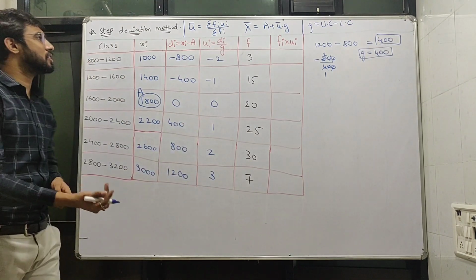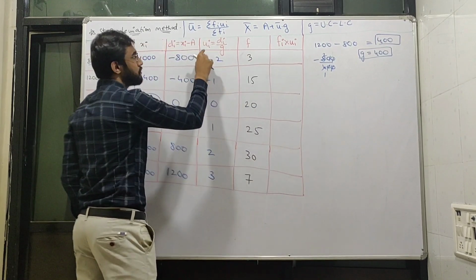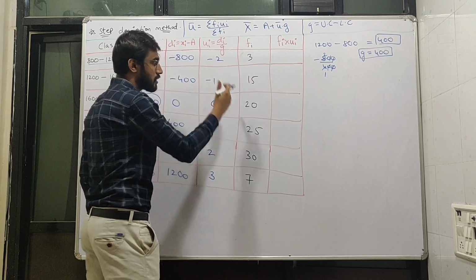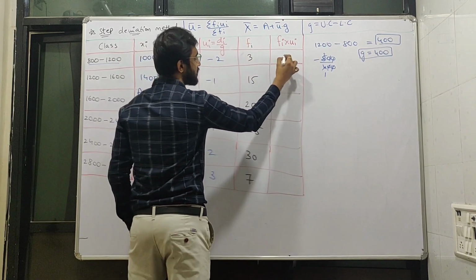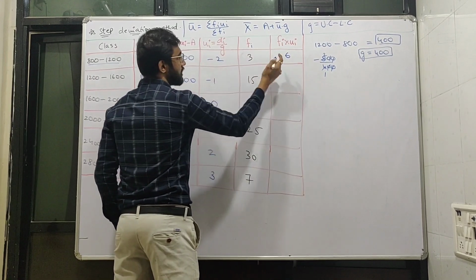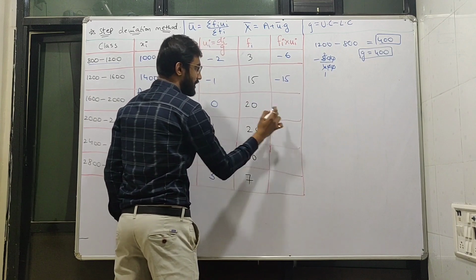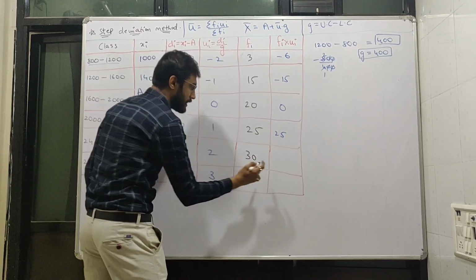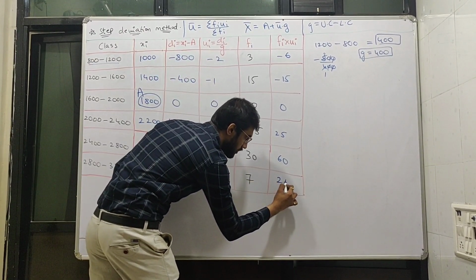The final value here is Fi into Ui. So we have calculated the value for Ui. Fi again will be given in our exams or in our question. So we have to multiply the values. So 2 3s is 6, minus sign, therefore minus, 15 1s is 15, 20 0s is 0, 25 1s is 25, 30 2s is 60, and final value 7 3s is 21.